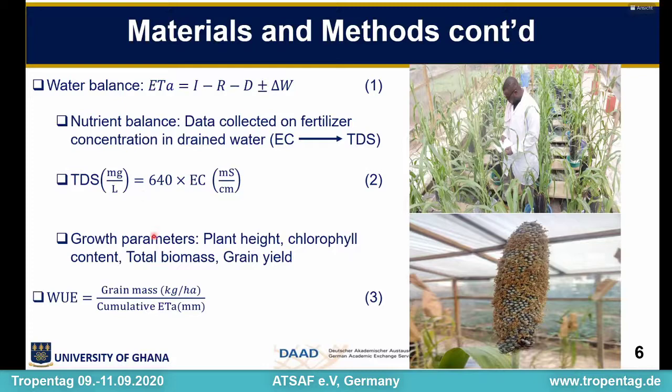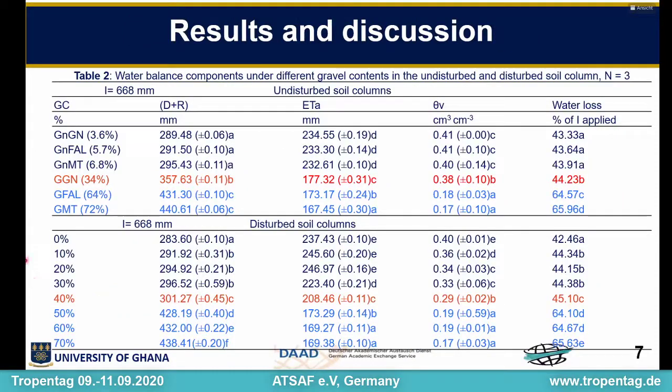Some of the plant growth parameters that we measured were the plant height, chlorophyll, total biomass, and grain yield, and then we determined the water use efficiency using the grain mass over the cumulative evapotranspiration. By way of the results, the table here is a snapshot of the results.